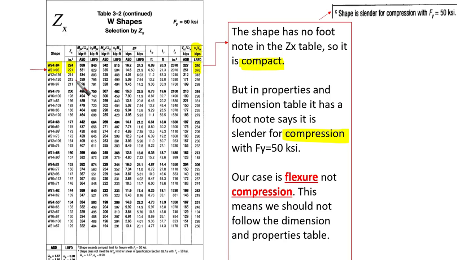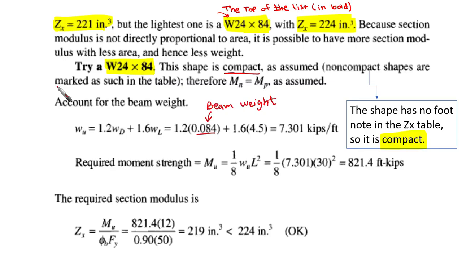But if you look at the table, you're going to find that in this group, the lightest is W24 by 84, which has ZX of 224, right? So this means that the lightest one is W24 by 84 with ZX 224 inch to the power 3, at the top of the list in bold. Because the section modulus is not directly proportional to area, as I've said already, it is possible to have more section modulus with less area. They are not proportional to one another, and hence less weight. So do not think too much about how the weight is higher but ZX is decreasing, because they are not proportional.